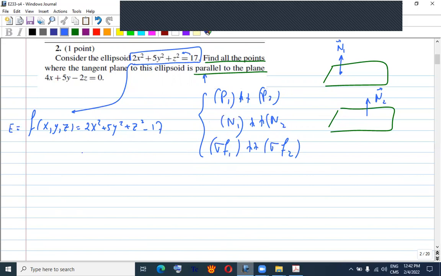You'd find the gradient first. So ∇F would be 4x, 10y, 2z, and that's it. So this is a vector, finish. Now this is, let's say, ∇F1. You have another plane. So ∇F2 is your normal 2, I mean, normal vector. So this is the plane with a vector 4, 5, minus 2. You take those A, B, C, okay?